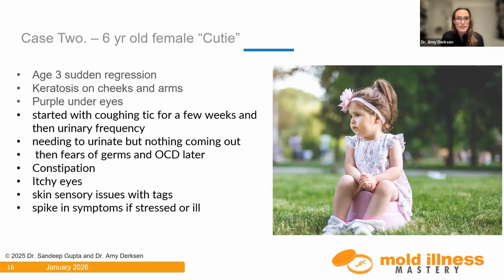Then she became really afraid of germs and had some OCD-like behavior. So it was really impacting her. Constipation developed. She had itchy eyes, some sensory issues. So tags were really bothering her. It was a big deal to get dressed in the morning and to find some things that she was comfortable with, because everything was just heightened. And again, I think that can come back to those oxalates. And there was a spike in symptoms whenever she was stressed or ill. She would have a lot more behavior symptoms and a lot more urinary symptoms whenever she would get a little sick. Okay, let's do the next slide.